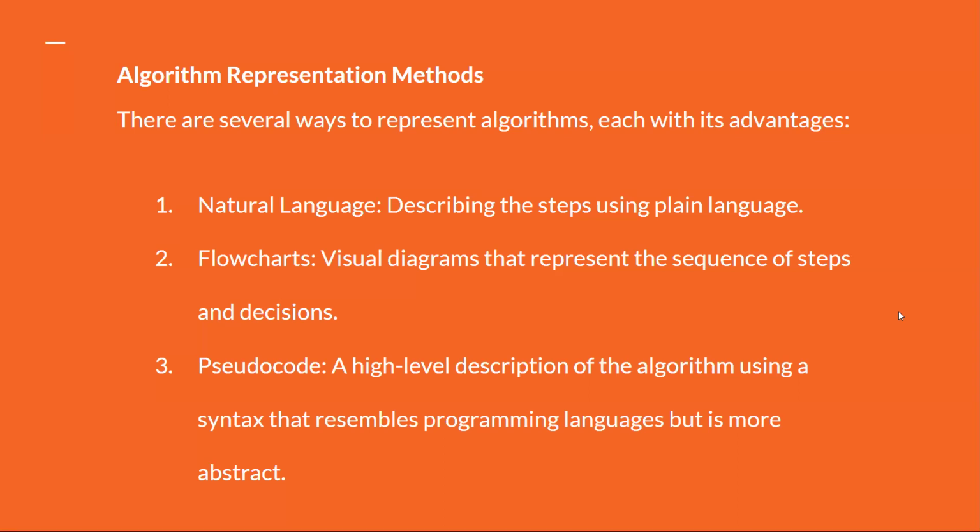Algorithm representation methods. There are several ways to represent algorithms, each with its advantages. First, natural language, describing the steps using plain language. Second, flowcharts, visual diagrams that represent the sequence of steps and decisions. And third is pseudocode, a high-level description of the algorithm using a syntax that resembles programming languages, but is more abstract.